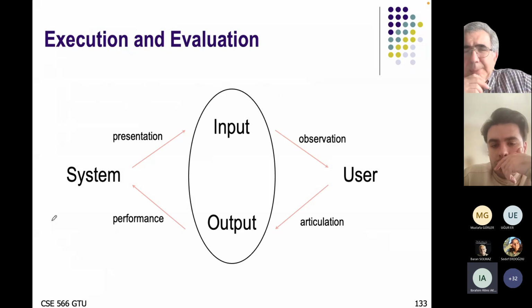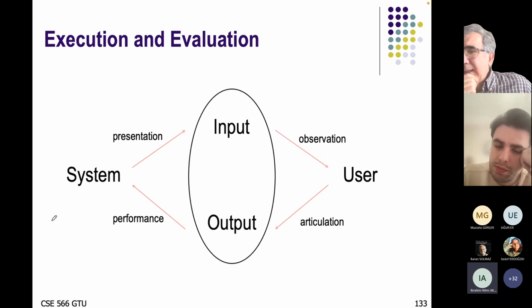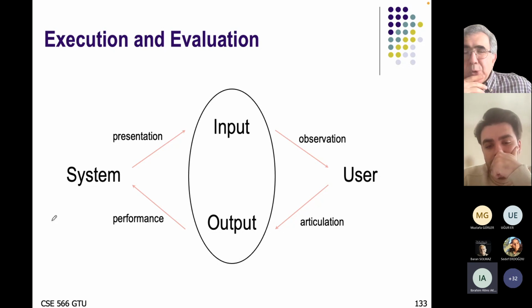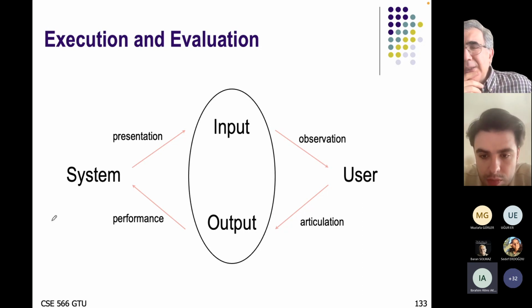Finally, we have seen this before, but I will repeat it here. When we have the user and the system against each other, each of them observes the other part. The user observes the interface. The user is given input by the system through the presentation of the information, and the user makes outputs, which we call articulation, and it changes the system state, changes the system performance.